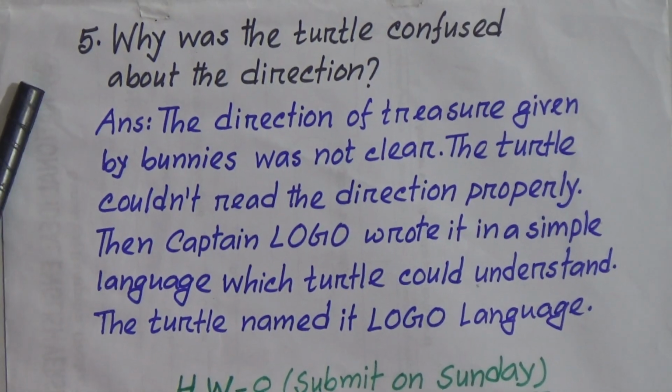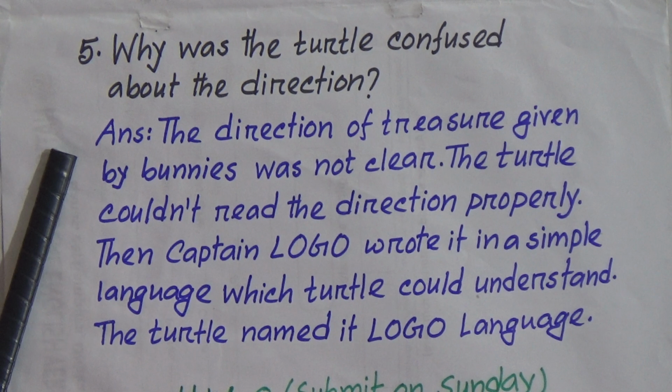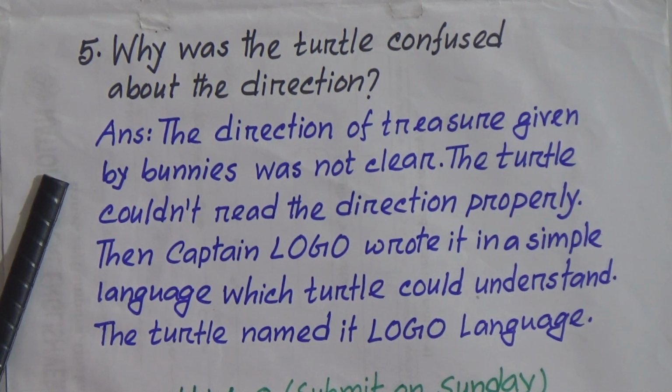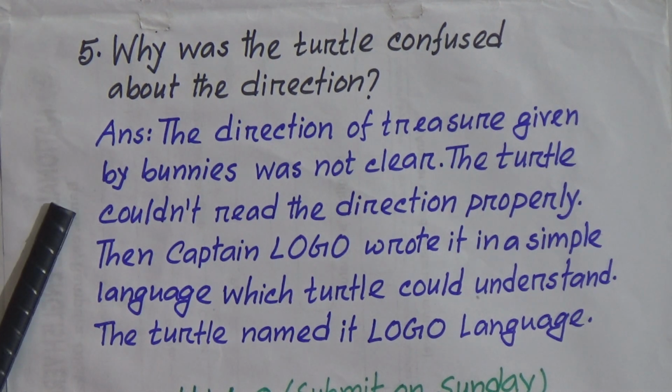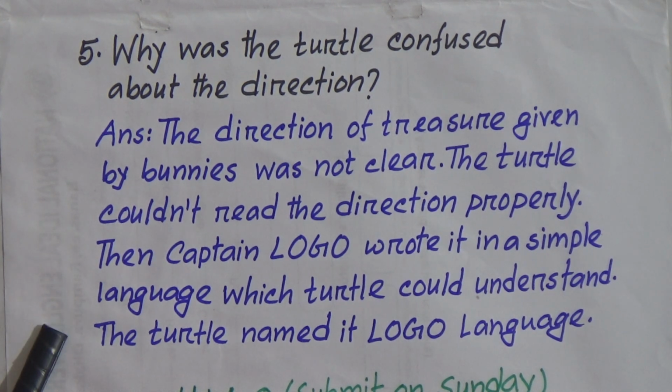Number 5. Why was the turtle confused about the direction? Answer. The direction of treasure given by bunnies was not clear. The turtle couldn't read the direction properly. Then Captain Logo wrote it in a simple language which turtle could understand. The turtle named it Logo language.